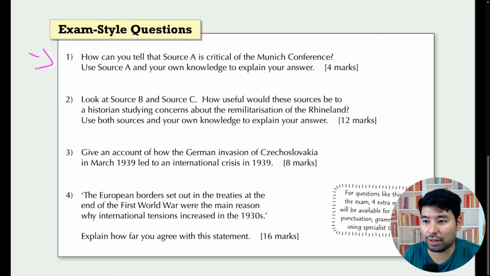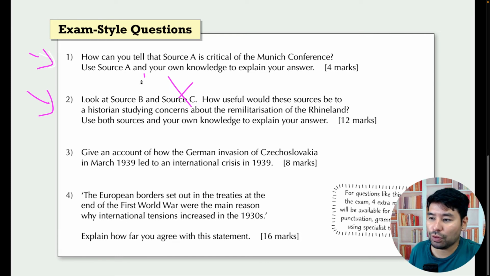So, answer that. Of course, use source A as an example. Question 2. Look at source B and source C. Of course, we are not going to look at source C, only source B. How useful would this source be to a historian studying concerns about the remilitarization of the Rhineland? Use both sources and your own knowledge to explain your answer. Of course, as we are not going to use C, you don't have to compare. So you only write about source B, all right?